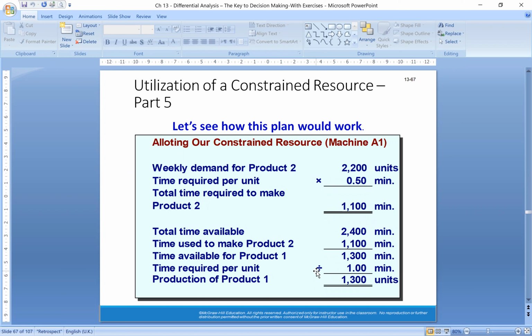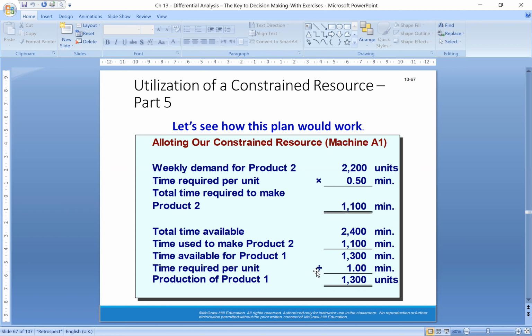Allocating our constrained resource, the machine. We have to start with product 2, because we are maximizing the contribution margin per minute. Product 2 weekly demand is 2,200 units, multiplied by the time required, which is half a minute. We need 1,100 minutes to fulfill the whole demand of product 2. So we are fulfilling product 2 first. Why? Because it's maximizing our contribution margin, and then we go back to product 1.